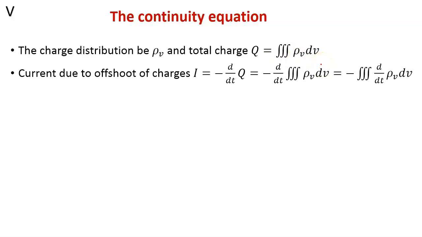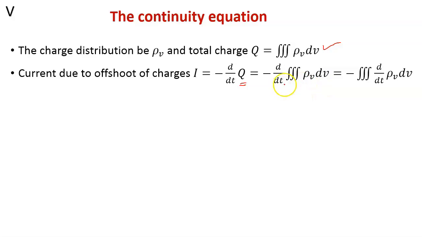The current due to the offshoot of charges, I, is equal to minus dq by dt. The negative sign here represents that the charges are leaving the closed surface. That convention is encompassed into the negative sign. Now here I want to replace q from the earlier one. So it is minus d dt of the triple integral over dv operated on the integrand rho v.